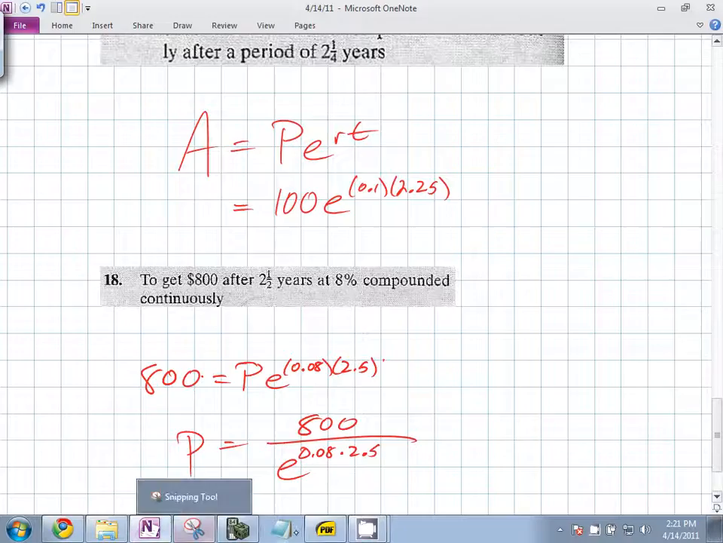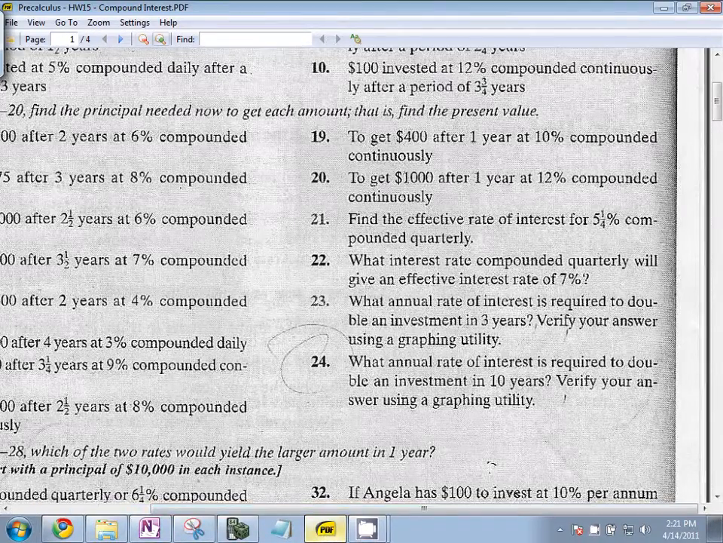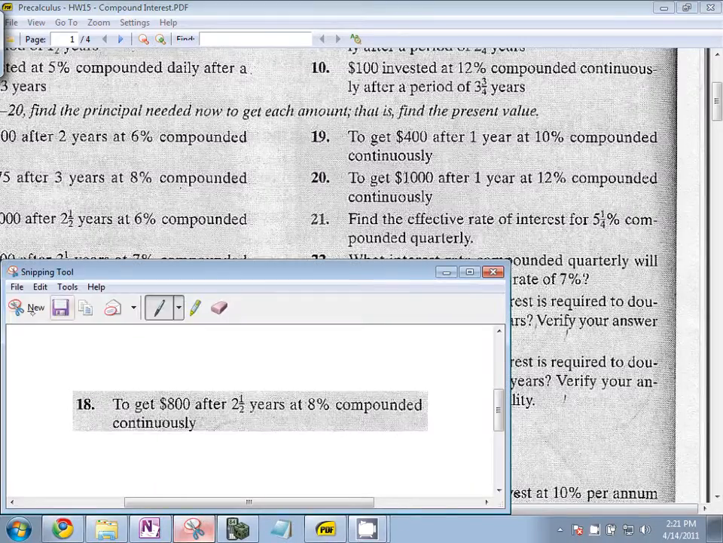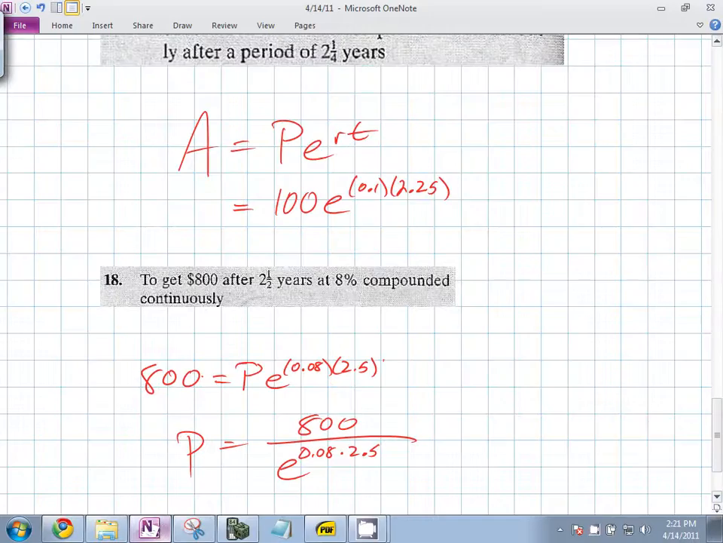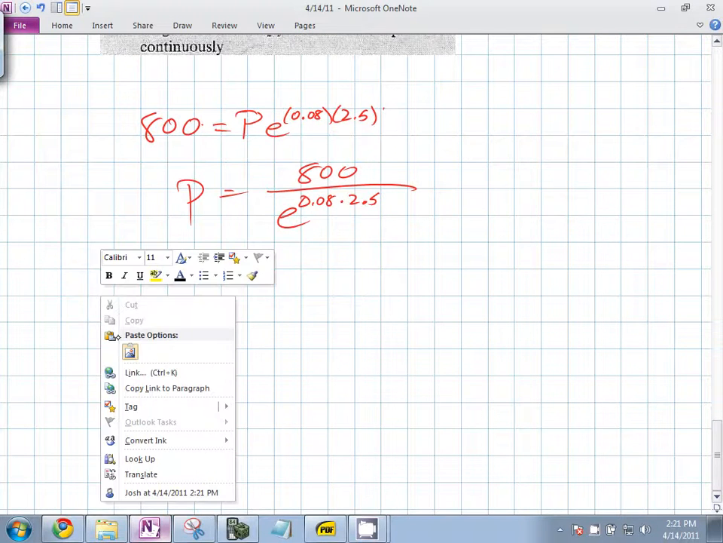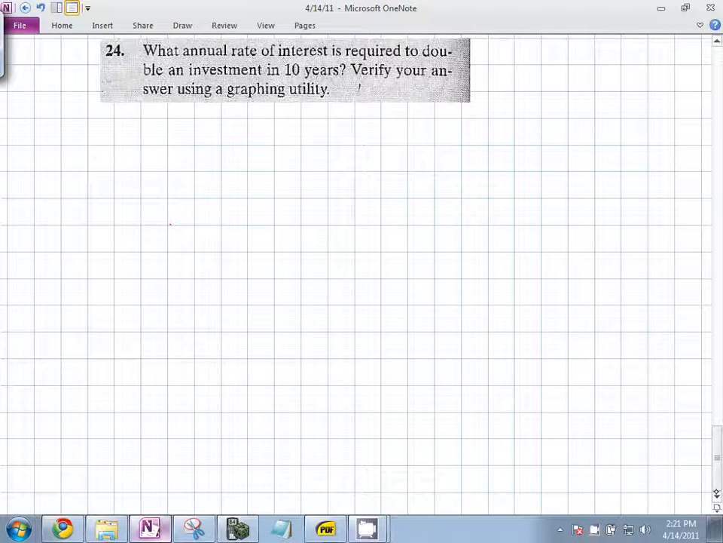24. Hold on, there was a bid for 24. Yeah, 24. So now you're finding the interest rate. Now you're finding what interest rate you need. They're giving you all the parameters except the interest rate. So you want it to double in 10 years. What annual rate of interest is required to double an investment in 10 years? Verify your answer using a graphing calculator. That just means use a graphing calculator.